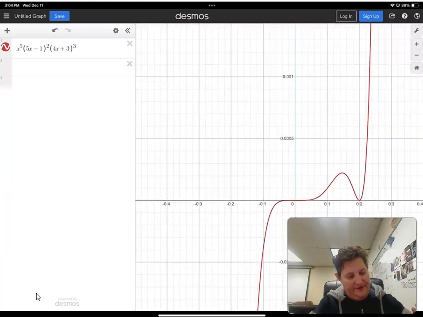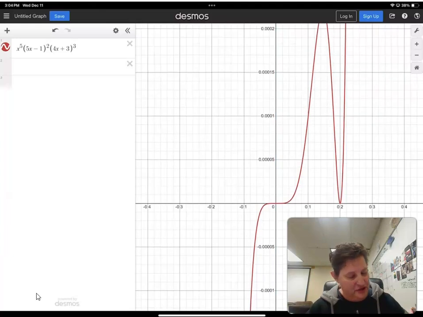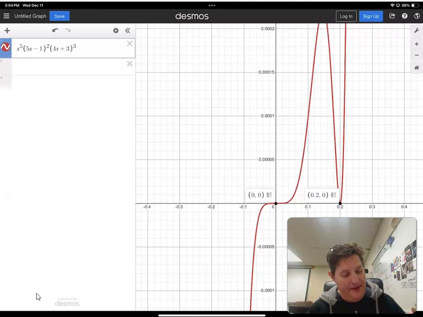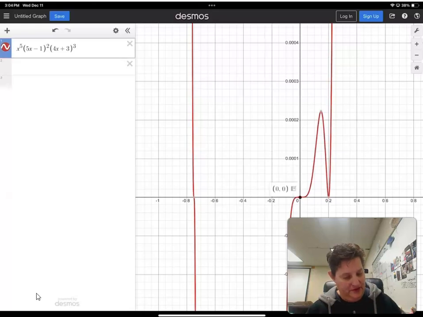Oh, here we go. You just have to majorly zoom in. Actually, it doesn't bounce at 0. It does a flat cross at 0, right? And it bounces at 1/5. I just had to big time zoom in to see all those. Okay? That's a good zoom so you can see how that happens.